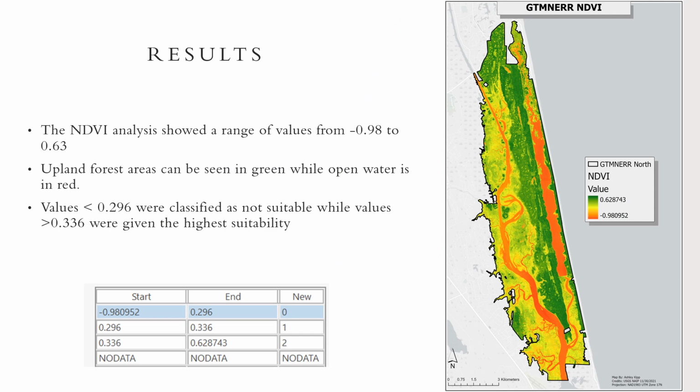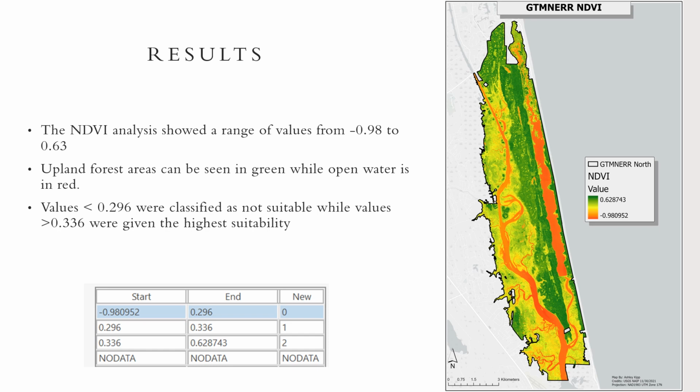So to get into my results, starting with the NDVI analysis, which you can see on the map on the right, we ended up with a range of values from negative 0.98 to 0.63 as far as vegetation health. So when you're looking at that map, those green areas are going to be your upland forest areas, which are the healthiest or greenest, and the ones that are in red are going to be open water. The yellow values in the middle there are going to be more bare earth, which the amount of that is not incredibly surprising because most of this is a wetland. So there's going to be waterlogged plants or just dirt or sand.